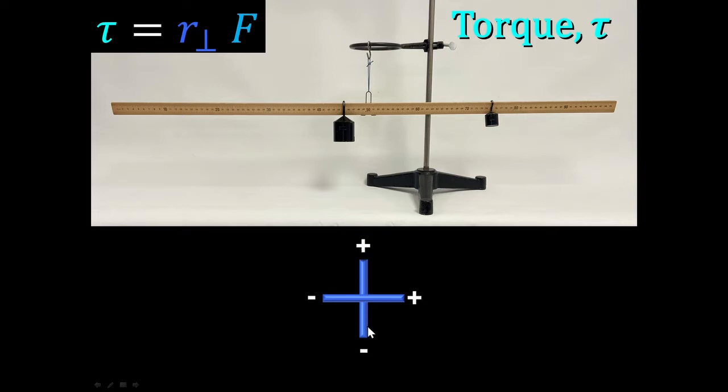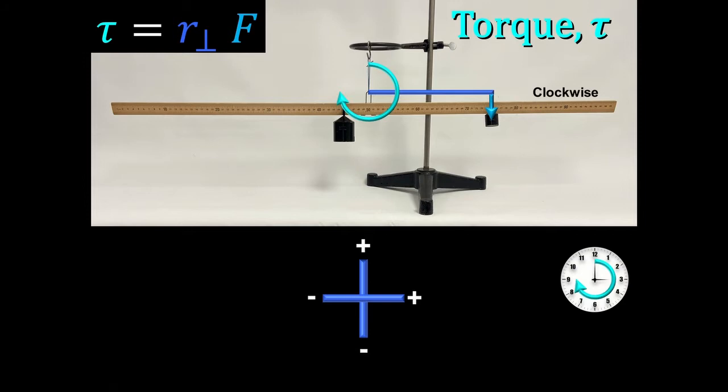So here we have the y-axis and the x-axis, and to the right is positive, left is negative, up is positive, down is negative. Well, similarly, we're going to have torques that are positive and negative. So if I had this force acting at this radius, and those are perpendicular, that pulling down here is going to make this meter stick tend to rotate in the same direction as a clock. So we call it clockwise.